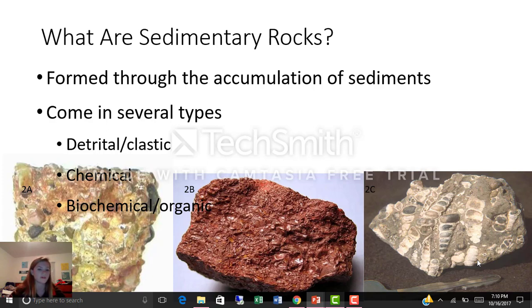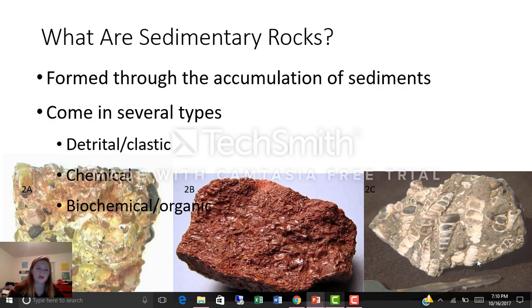Picture 2b is an example of a chemical sedimentary rock, and picture 2c is an example of a biochemical/organic sedimentary rock. You can see in 2c the rock contains shell fossils, which indicates that it's a biochemical sedimentary rock.